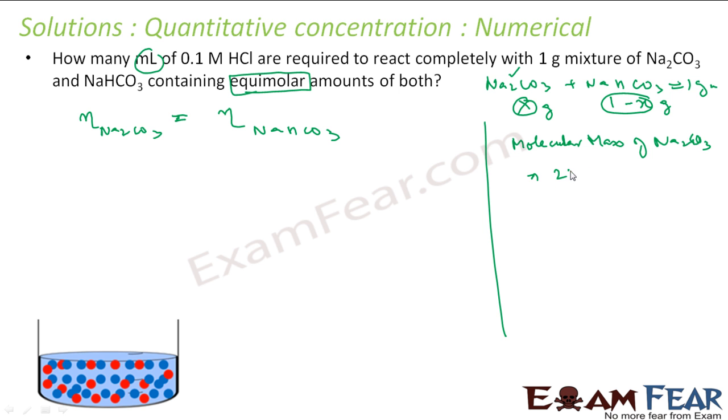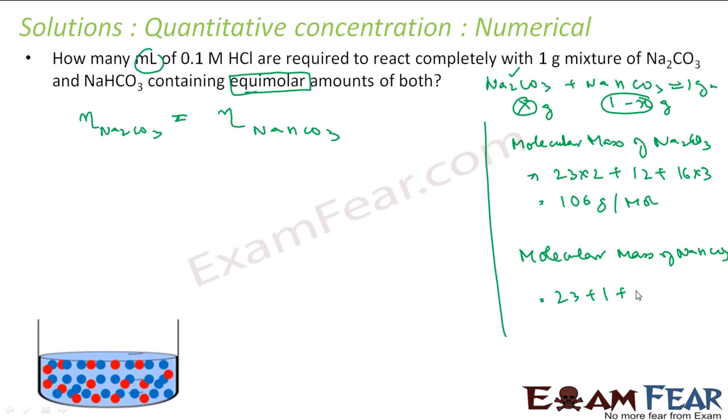Sodium is 23 into 2 because Na2. Carbon is 12. Oxygen is 16, and there are 3 oxygens. So that's 106 gram per mole. Similarly, if you want to find the molecular mass of NaHCO3, what will you get? Sodium is 23, only 1. Hydrogen is 1. Carbon is 12. Oxygen is 3, 16 into 3. So that's 84 grams per mole.